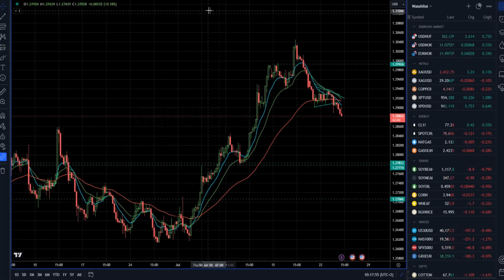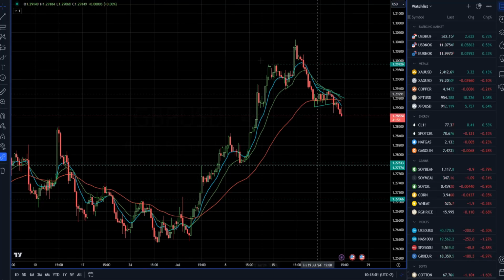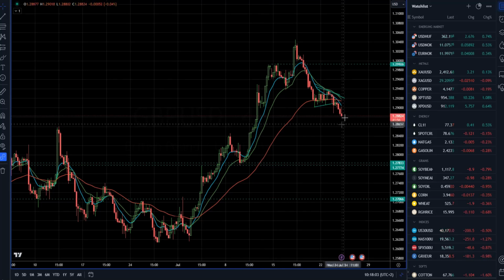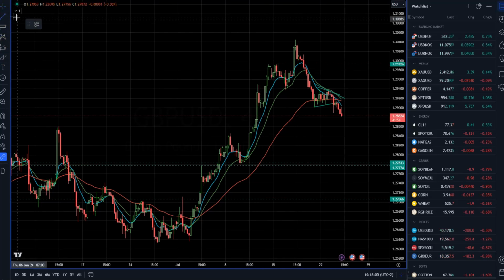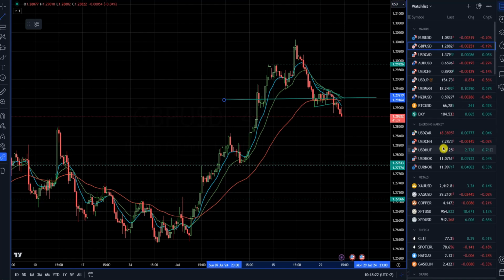So plenty of potential for the market to develop to the downside. So pay attention to the pound dollar. We can see the potential protective stop around 1.2959, 40. I spoke about that yesterday, so nothing really changed here. So downside continuation to play on the pound dollar.